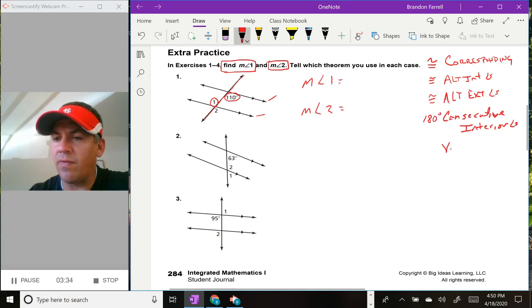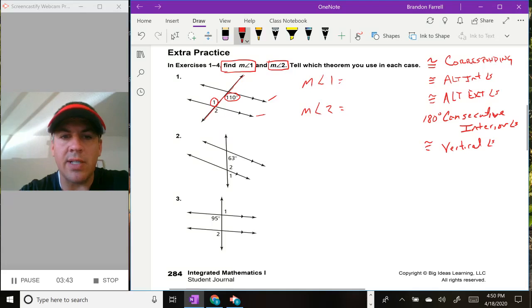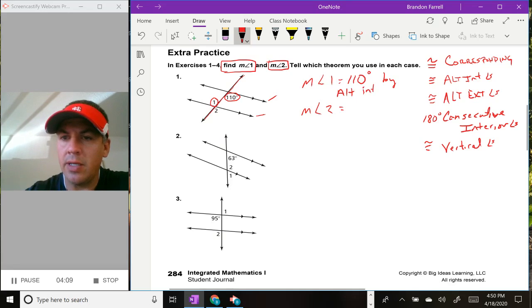And then we have something called vertical angles as well that we talked about, and those are congruent. So we have to consider that angle 1 and the angle 110 are alternate interior angles. So we're going to conclude that the measure of angle 1 is 110 degrees, and we need to show the reason: alternate interior angles.